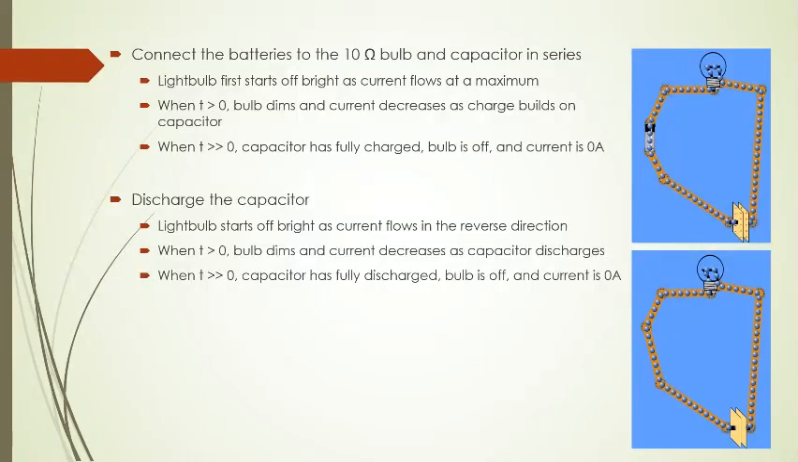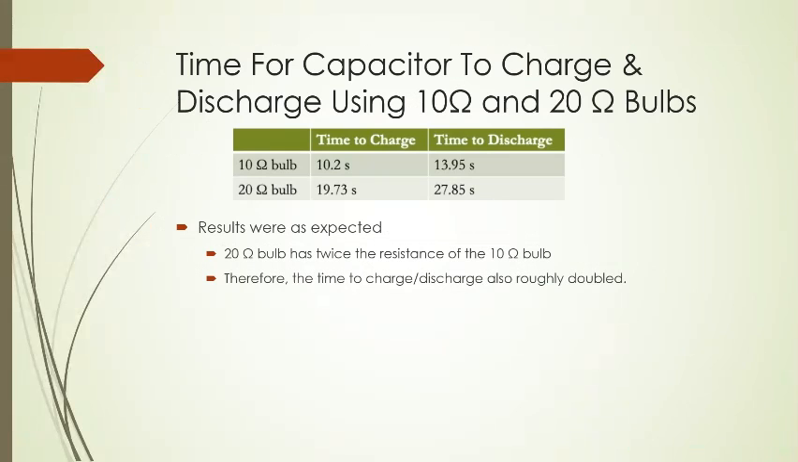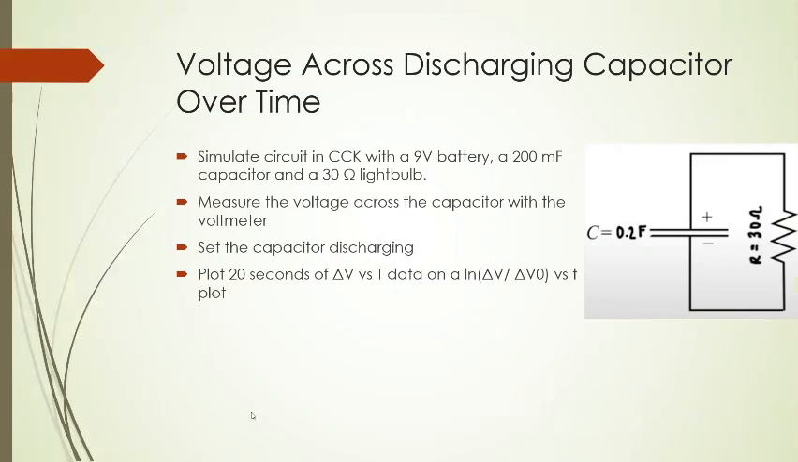When we discharge the capacitor, the light bulb starts off bright as the current flows in the reverse direction. As t increases, the bulb dims and current decreases as the capacitor discharges. After a long period of time, the capacitor is fully discharged, the bulb is off, and the current is 0 amps. The time for the capacitor to charge and discharge using 10 ohm and 20 ohm bulbs is shown here. Essentially, since the resistance is twice as great, the time to charge or discharge will also be twice as great.